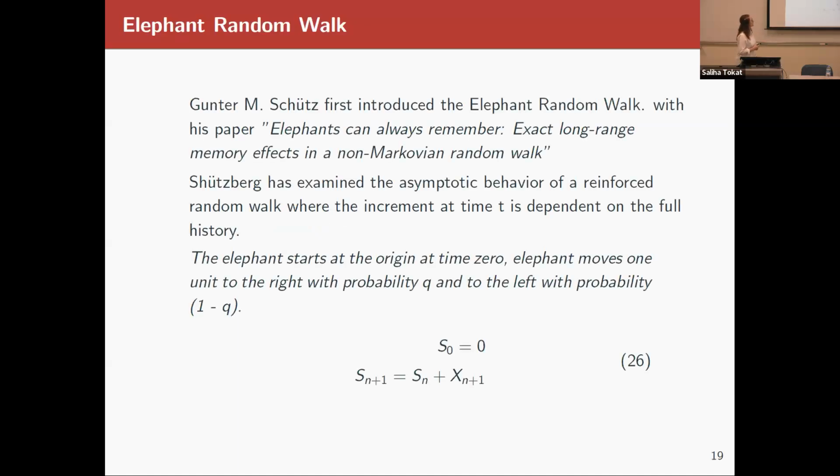Günter Schütz and Steffen Trimper asked the same question and introduced a paper where they examined the asymptotic behavior of the reinforced random walk. So the elephant starts at the origin 0 and with probability q goes to the right, or goes to the left with probability 1 minus q. So this is the position of the elephant.